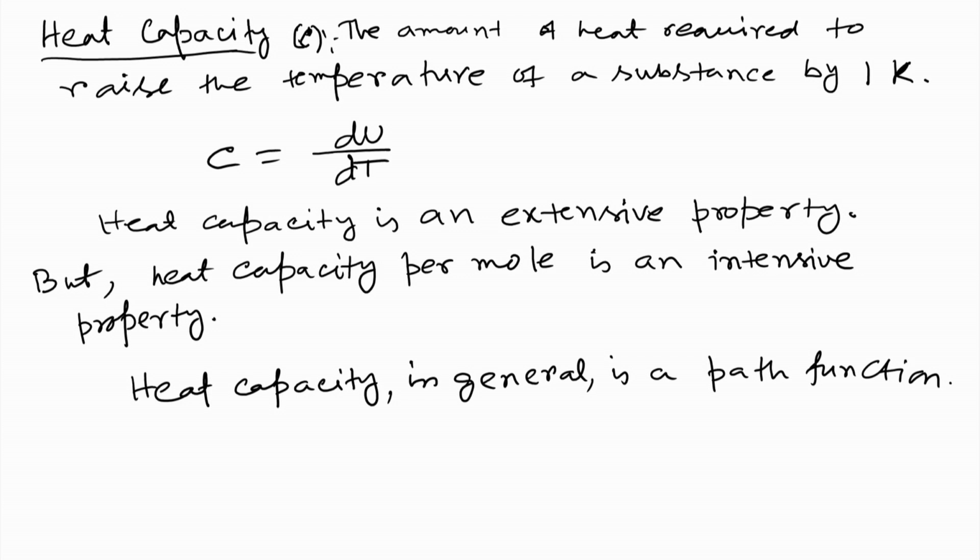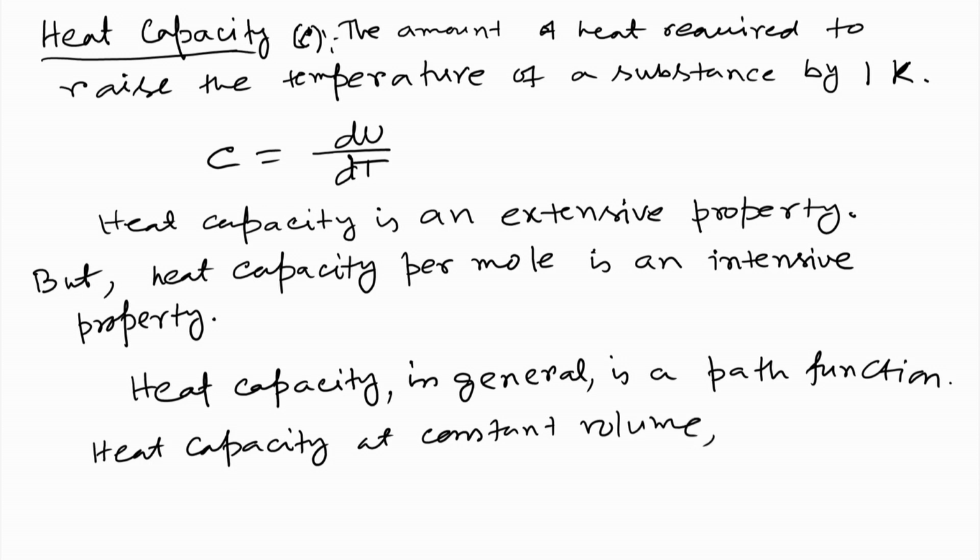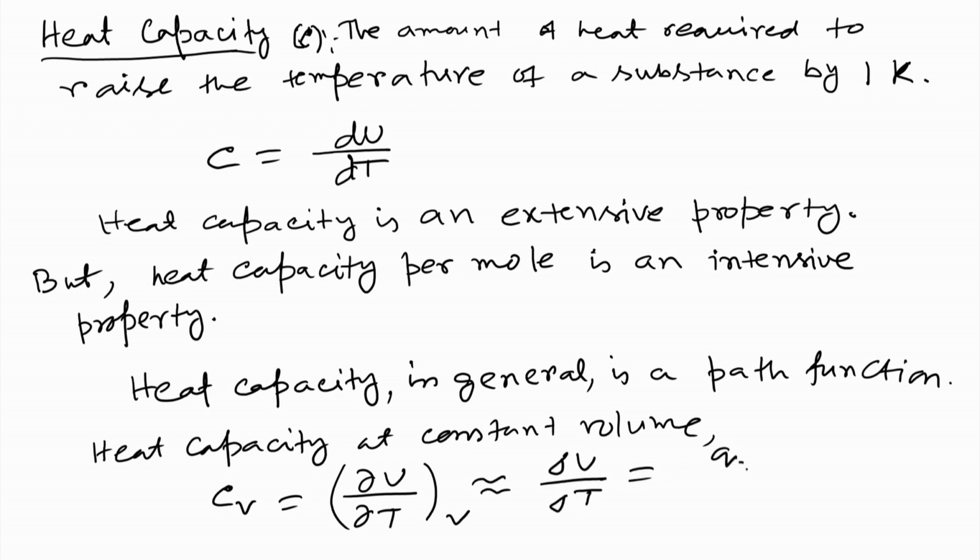Next question is how do you define heat capacity at constant volume. We define it by this, and we just have seen that this is nothing but delta U by delta T, or we can write this as Qv by delta T. We have just seen this. What about heat capacity at constant pressure?